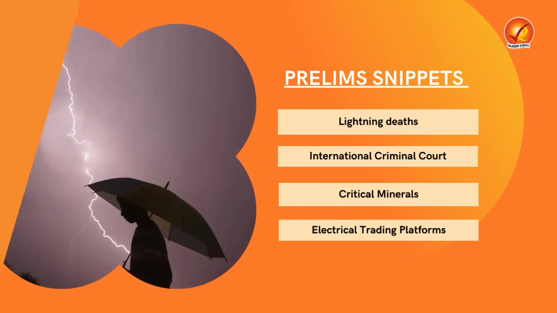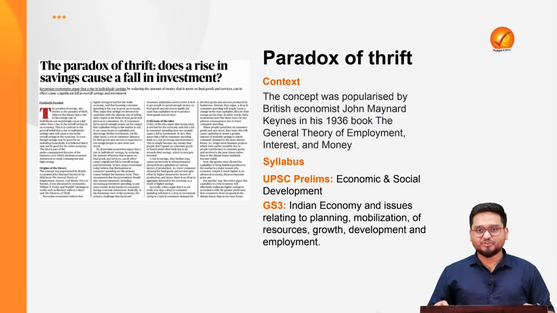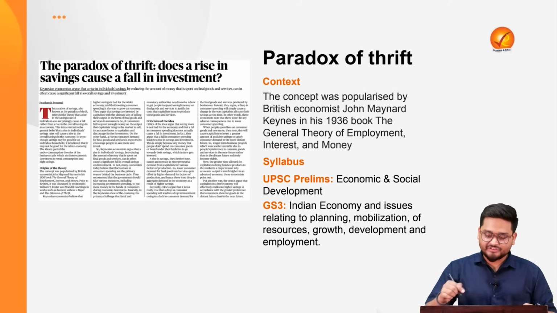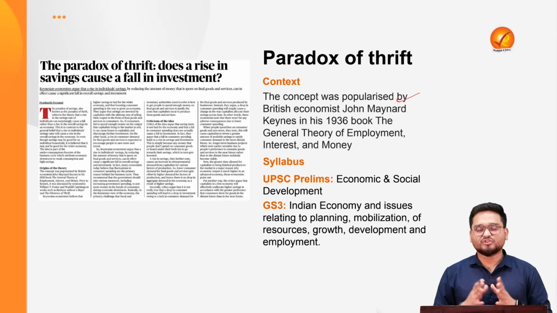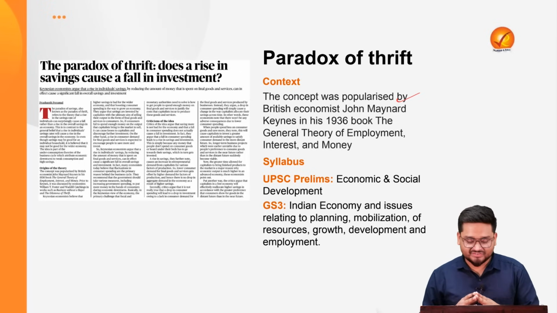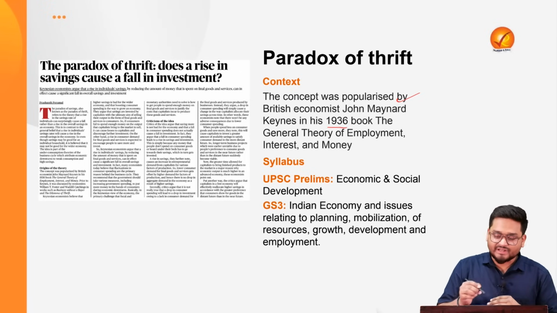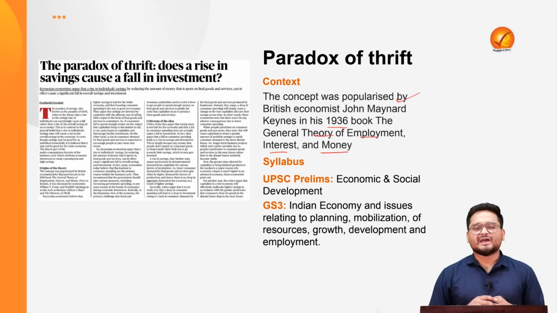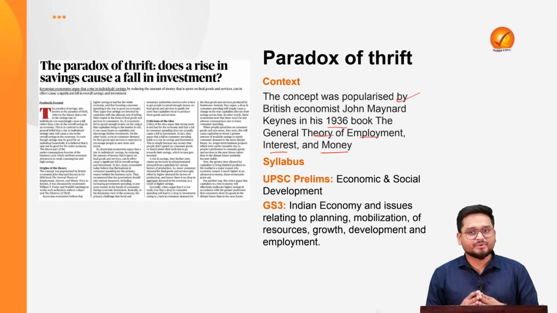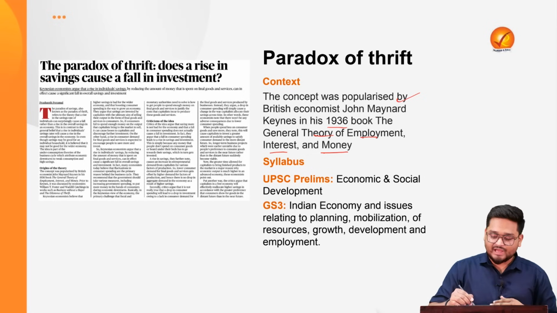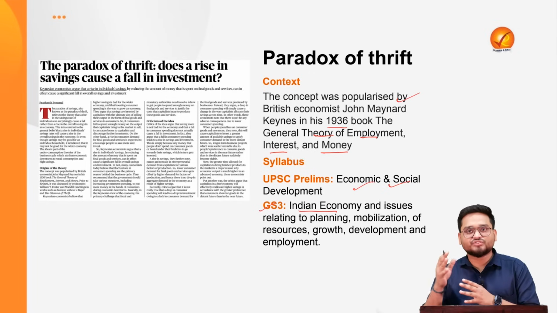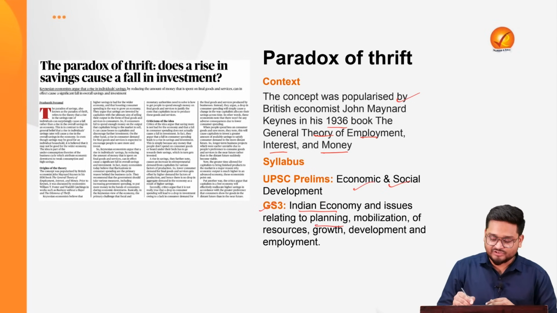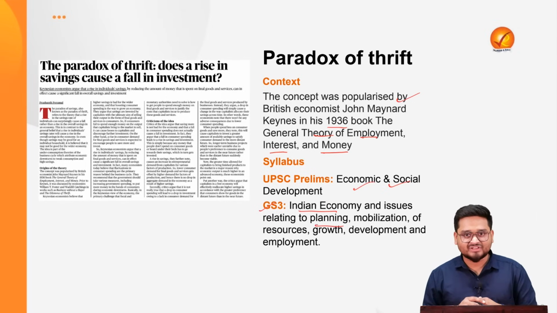So students, the first article for today will be Paradox of Thrift, which is a concept popularized by the British economist John Maynard Keynes, who is also known as the father of modern economics. It was popularized in his 1936 book, The General Theory of Employment, Interest and Money. And let me tell you, this is a very important topic for your prelims and mains. For prelims, we have economic and social development. For mains, we have the Indian economy and the issues that the Indian economy has in relation to planning, mobilization of resources and so on.